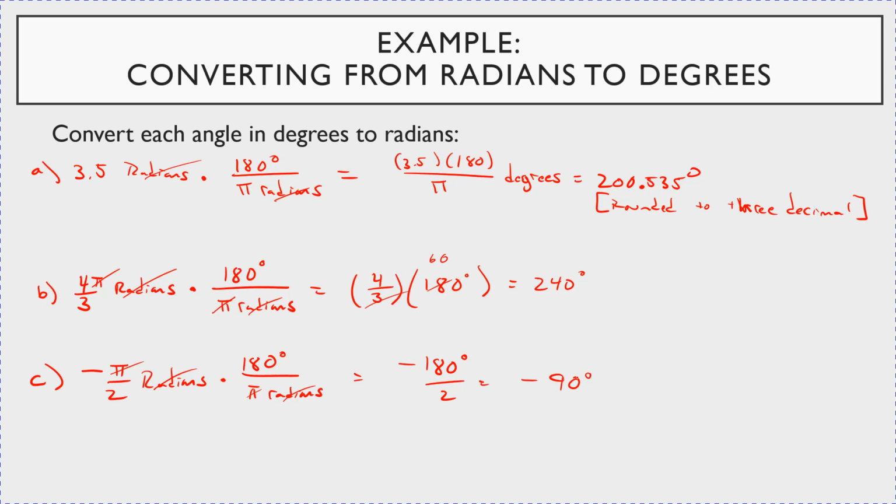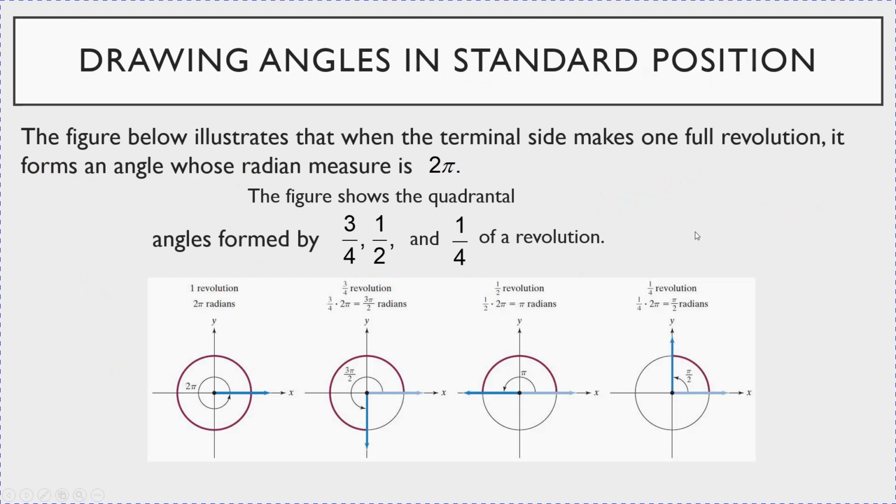All right, so now we have an understanding of the relationship between degrees and radians, what exactly a radian is. Now let's talk about how you sketch some angles that are given to you in radians, so you have some understanding of that. The below figure illustrates that when the terminal side makes one full revolution, it forms an angle whose radian measure is 2 pi. So right here, one full revolution around a circle gets you 2 pi radians.